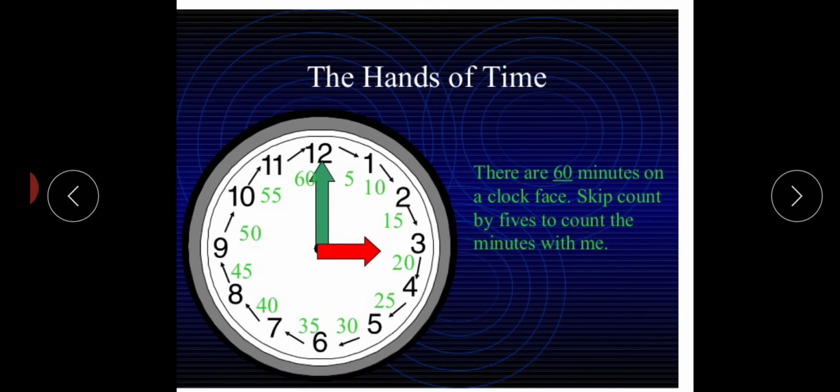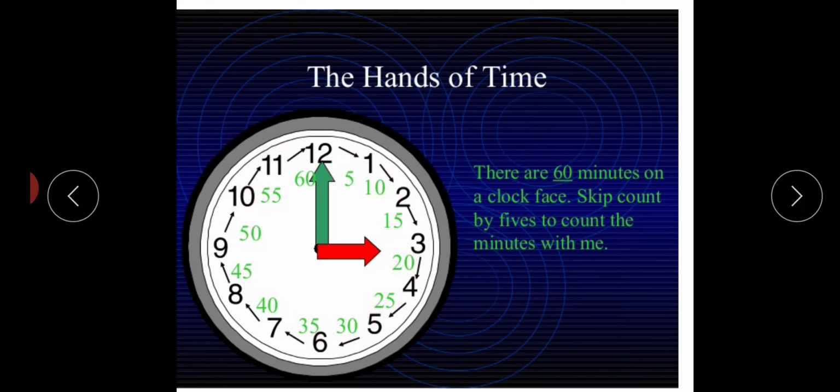Next, now you can see, students, there are numbers written 5, 10, 15, 20, 25, 30, 35, 40, 45, 50, 55, 60, which is written in green. Why is it written in green? Because they are showing minutes on the face of a clock. Because the longer hand is in green color, which shows minutes. So the numbers written here are also written in green color. So there are 60 minutes on the face of a clock.